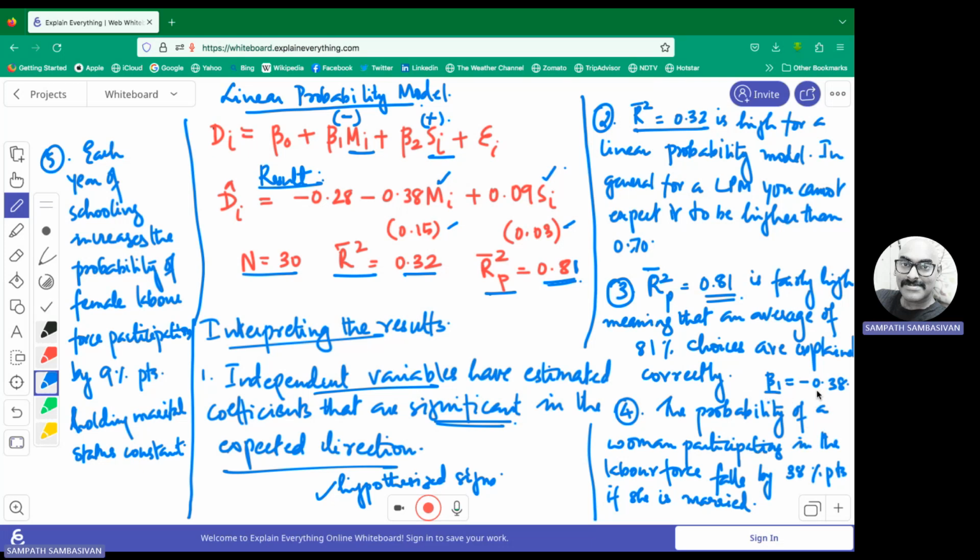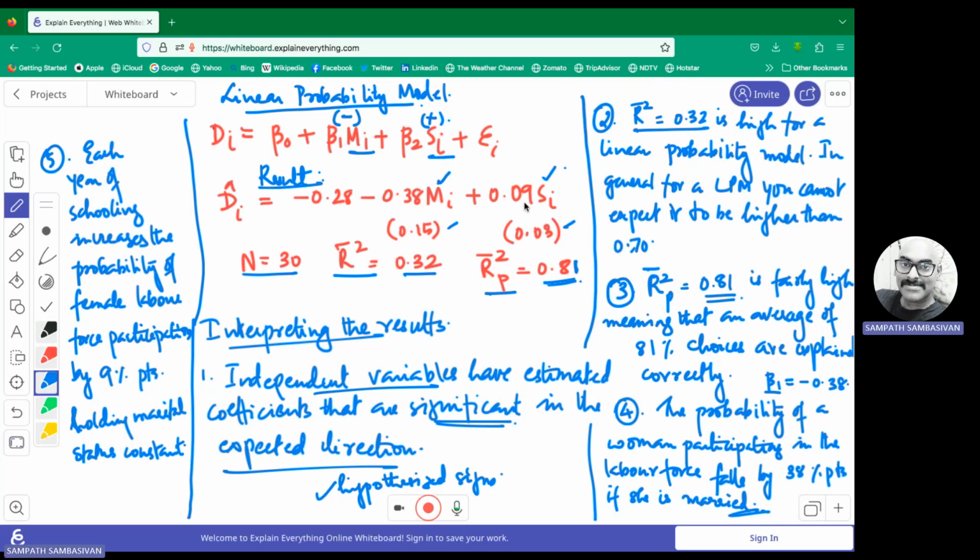So the coefficient value of beta 1 being equal to minus 0.38 indicates that the probability of a woman participating in the labor force falls by 38 percentage points if she is married. If the woman is married, this minus 0.38 indicates that the probability of the woman participating in the labor force falls by 38 percentage points, holding the number of years of schooling constant. Here, due to lack of space, I have not written that, but that's something that is to be understood.